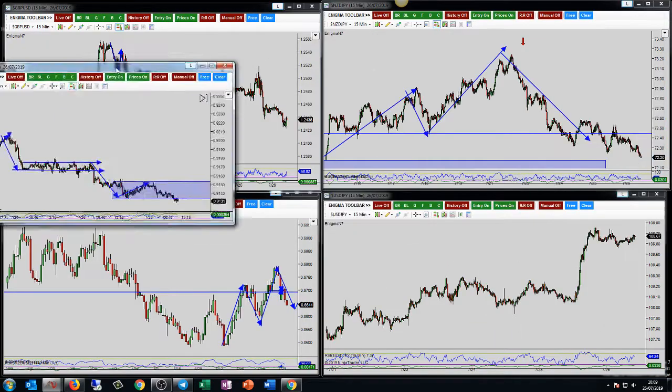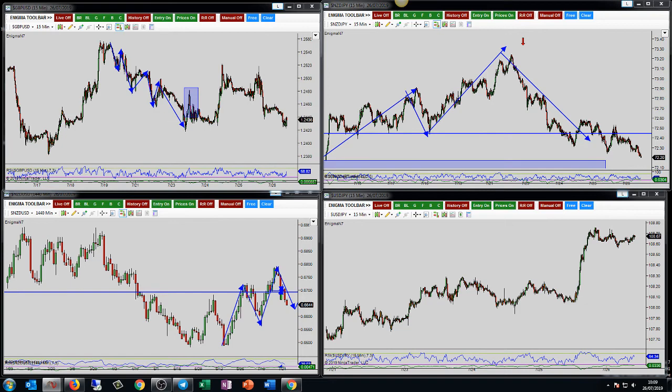So any questions on the Aussie dollar CAD? If not, I'm going to move that off to the side and I'm going to bring over the Aussie dollar.